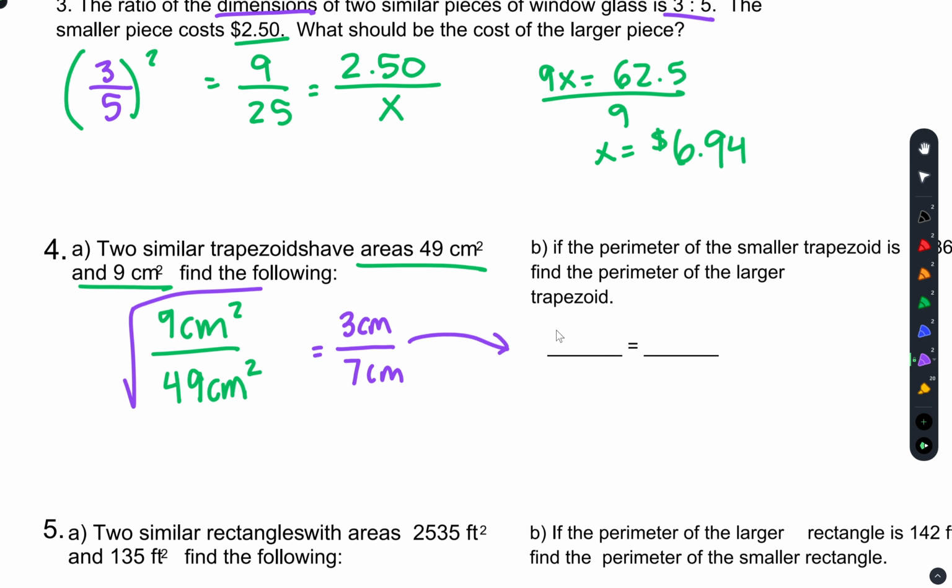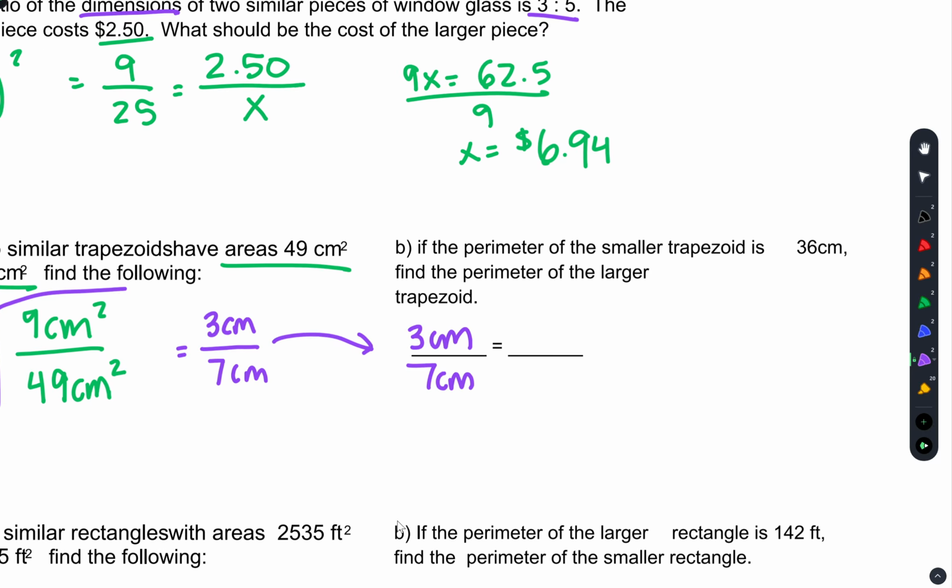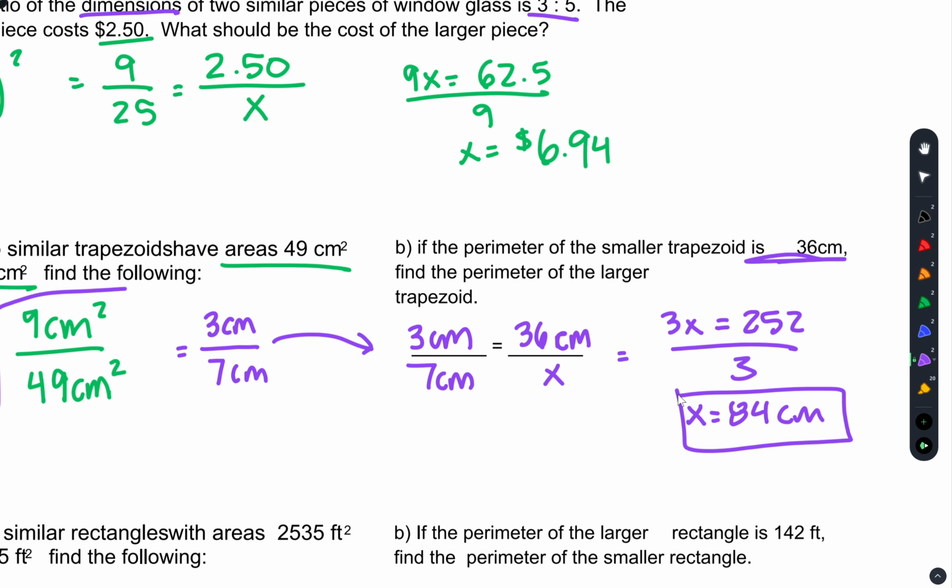So this is literally just going to go straight into my proportion with the ratio, and the other perimeter that I have. The perimeter of the smaller trapezoid is 36 centimeters. And then my x. So 3x equals 36 times 7, which gets me 252. Divide by 3. The larger perimeter is 84 centimeters. Everybody okay with that? Again, the last one is just a little bit different, so pay attention to this one.